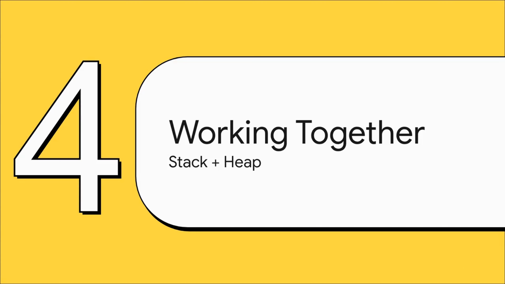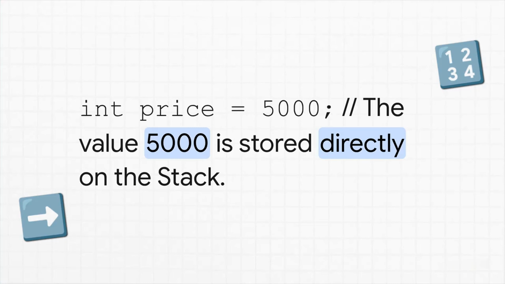So we have the fast, orderly stack and the big, flexible heap. They might sound like total opposites, but the real magic, the whole point of this, is seeing how they work together. They're not separate entities, they're a team. Let's look at a super simple line of code. When you declare an integer like this, int price equals 5,000, that's a value type. So the variable price and its value, 5,000, are both created and stored directly on the stack. It's simple, fast, and totally self-contained.